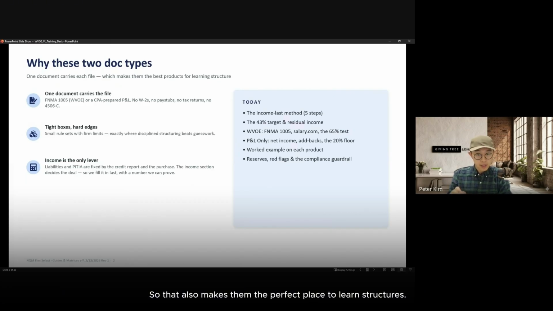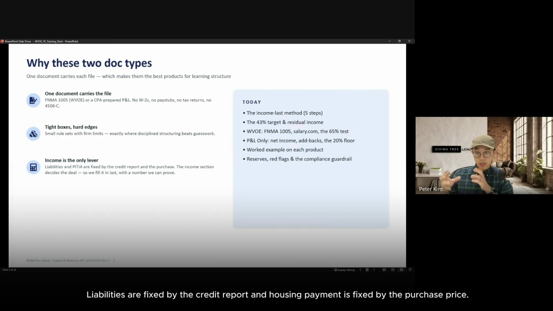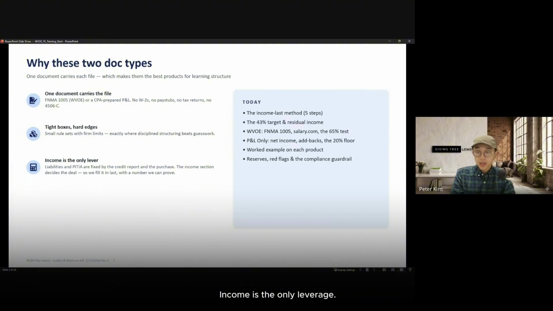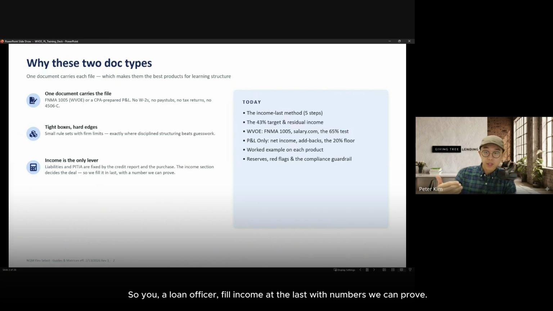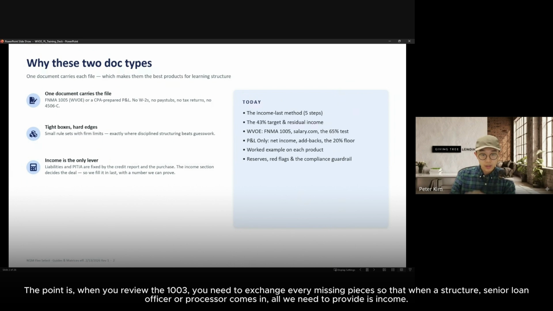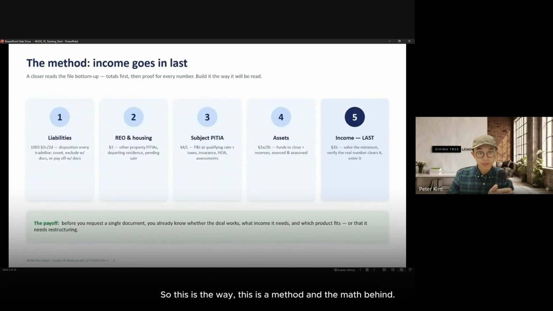That also makes them the perfect place to learn structure. Liabilities are fixed by the credit report, and housing payment is fixed by the purchase price. Income is the only leverage. So you, as a loan officer, fill in income last, with numbers we can prove. The point is, when you review the 1003, you need to exchange every missing piece so that when a senior loan officer or processor comes in, all we need to provide is the income. This is the method and the math behind it.